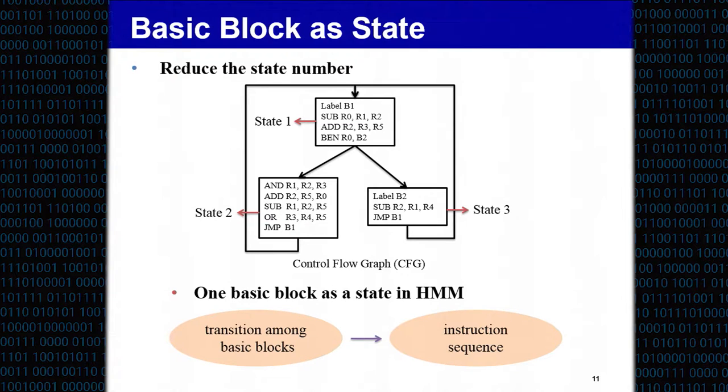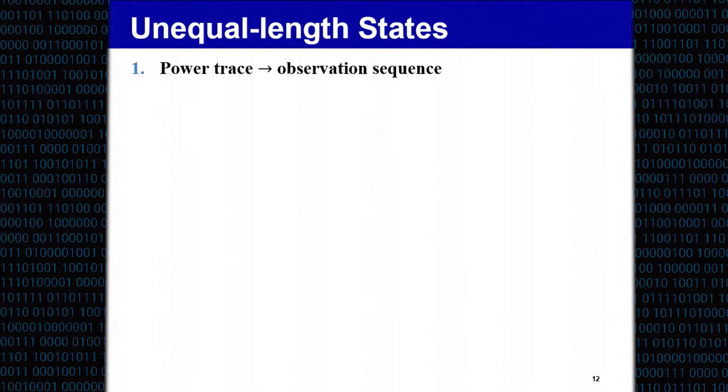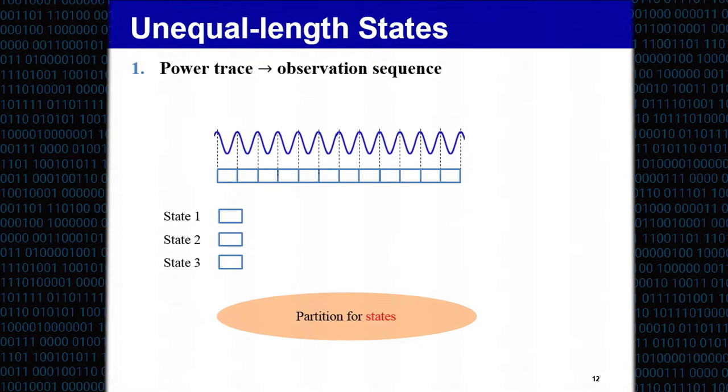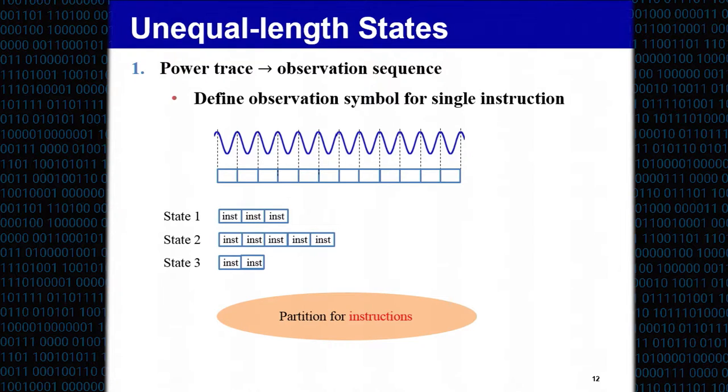However, because different basic blocks usually have different instruction counts, the states in our case have unequal lengths. This makes classic HMM unusable, and we need to revise it. To use HMM, we first need to convert a power trace into an observation sequence. To be specific, we need to divide the power trace into chunks, where each chunk corresponds to one unknown state. When states have equal length, such partition is trivial. However, when states have unequal lengths, the length of the underlying unknown state is also unknown, so the partition is non-trivial. To avoid dividing power traces for states, we can define an observation symbol for a single instruction. In this case, we only need to divide the power traces for instructions instead of the entire state, which is straightforward.